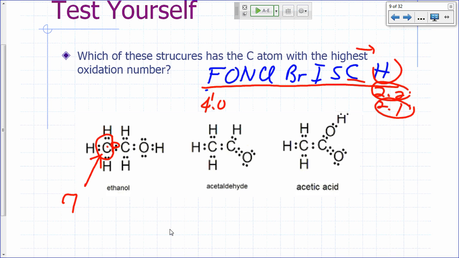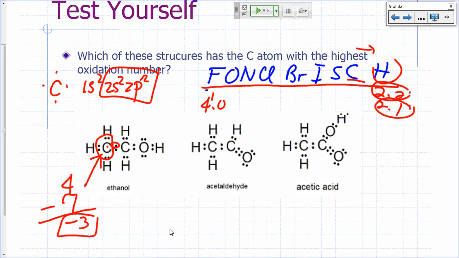Now a normal neutral carbon atom by itself would have how many valence electrons? 4 valence electrons. It belongs to group 4A, right? 1s2, 2s2, 2p2. In the valence shell, there are 4 valence electrons. So 4 minus 7. So this carbon appears to have gained 3 electrons. So we say the oxidation number of this carbon is -3.